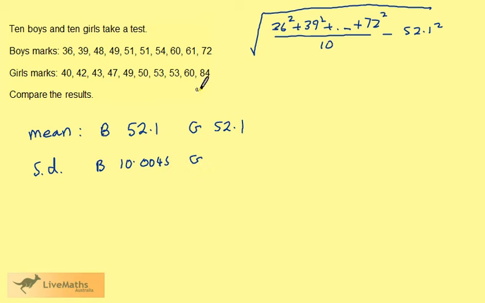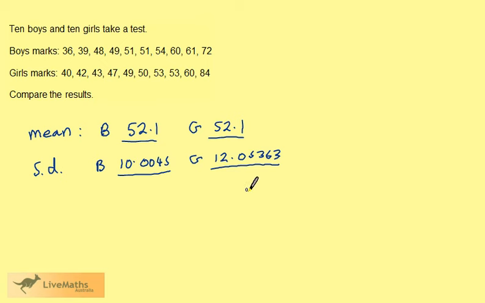The equivalent calculation for the girls gives us 12.05363. We can see that the means are actually equal. The standard deviation for the girls is higher than that for the boys. So we could comment that the means are the same, but that there's greater variation in the girls' marks on the basis of the calculations that we've done so far.